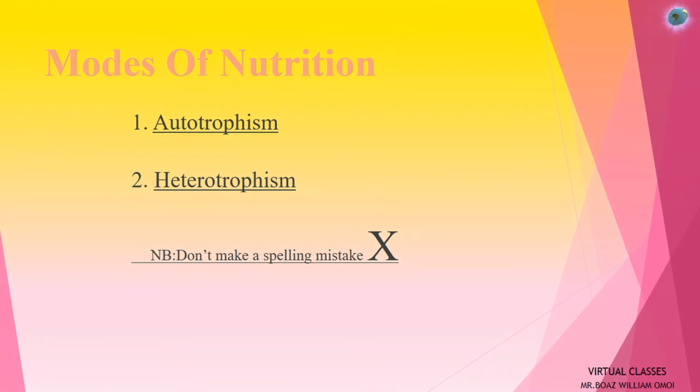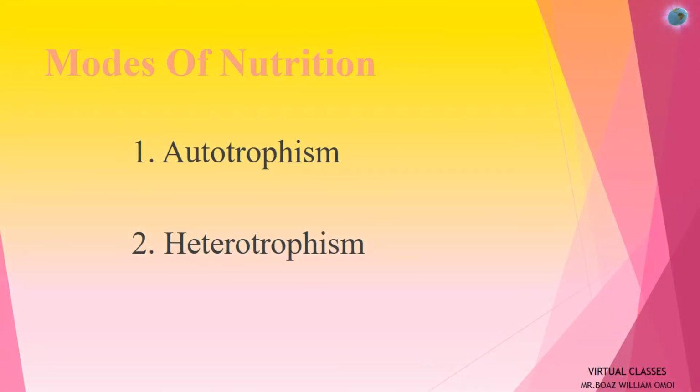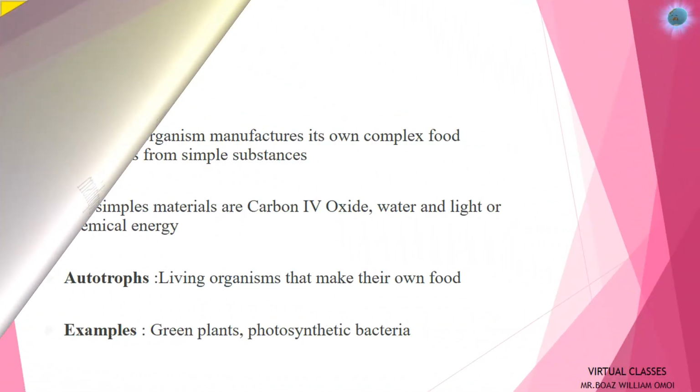So there are 2 types of nutrition or modes of nutrition. So far I have mentioned the 2 main modes. We have autotrophism and heterotrophism. So those are the only modes of nutrition that we have. Now I want us to move on and talk about each of these, and I'm going to begin with autotrophism.